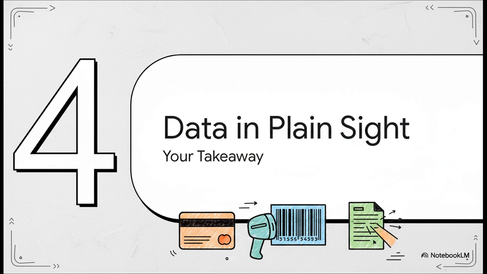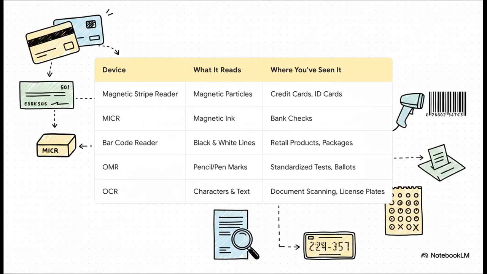So, we've looked at magnetism, we've looked at light. What's the big picture here? What's the key takeaway from all of this? And here it is, your complete field guide to the invisible tech that's all around us. You've got the magnetic side with readers for cards and checks, and then you have the optical side with readers for barcodes, test bubbles, and full-on documents. Each one is a specialist, right? But they all share the same fundamental goal.